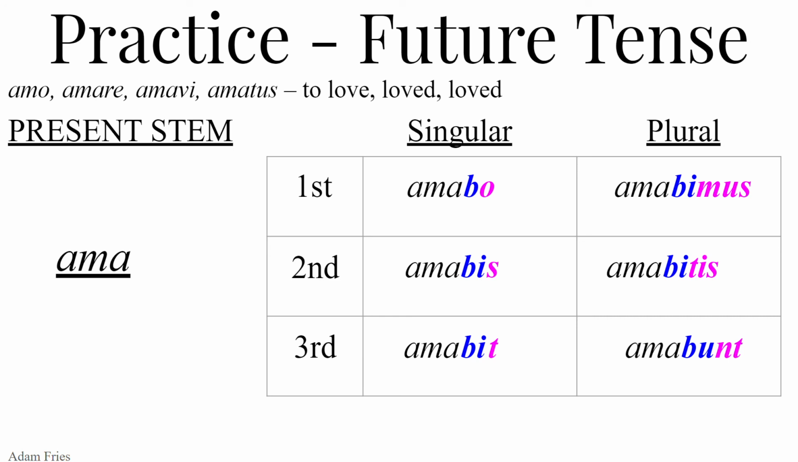Optime, very well done. Excellent job. So now you want to move on to exercise A, which is practicing conjugating first conjugation verbs in the present, the imperfect, and the future tense.